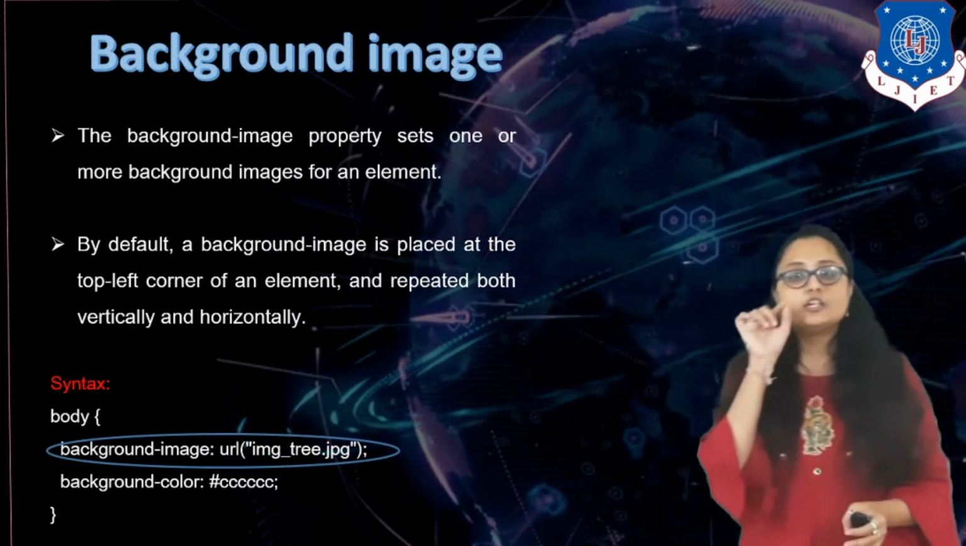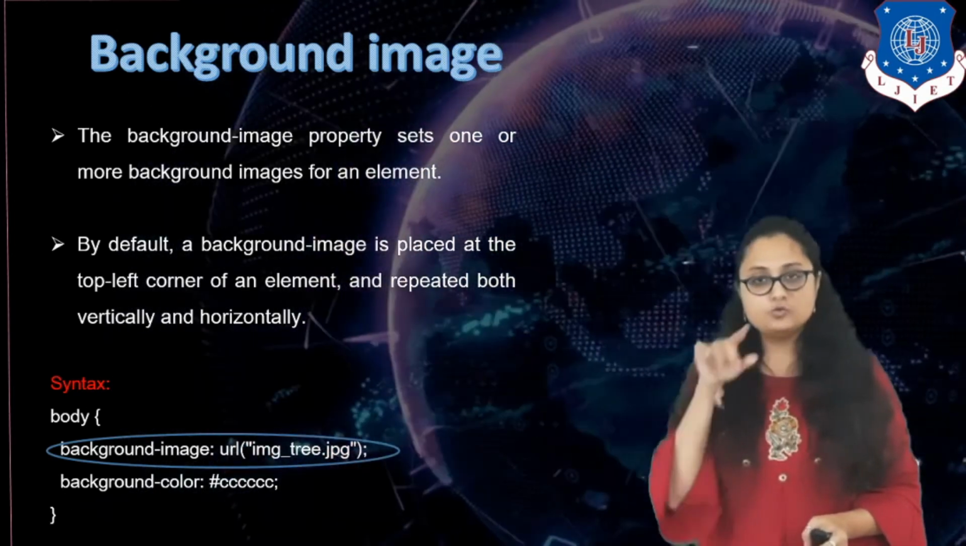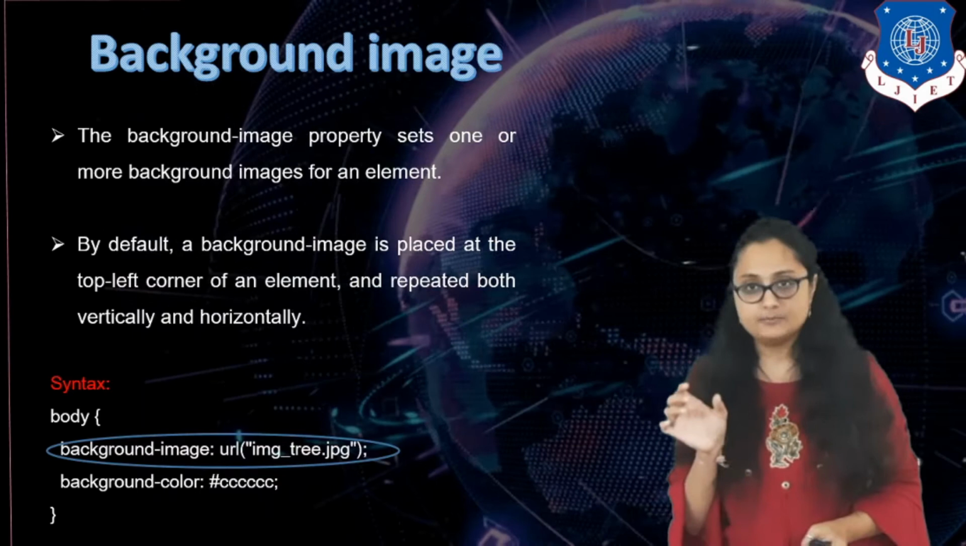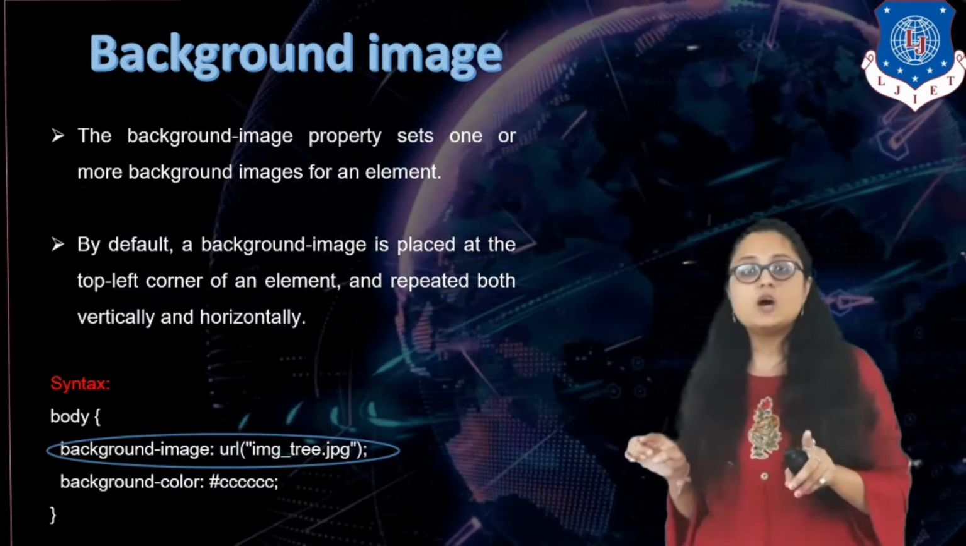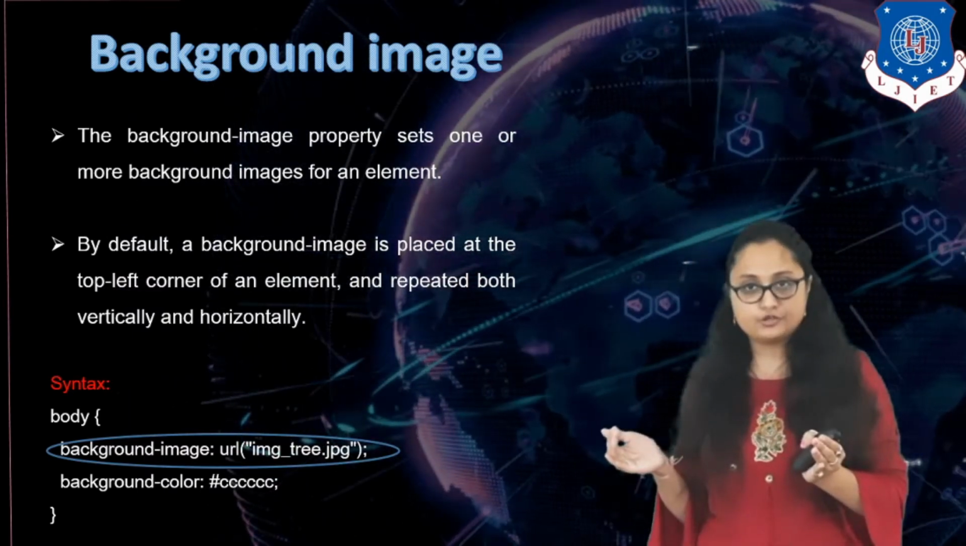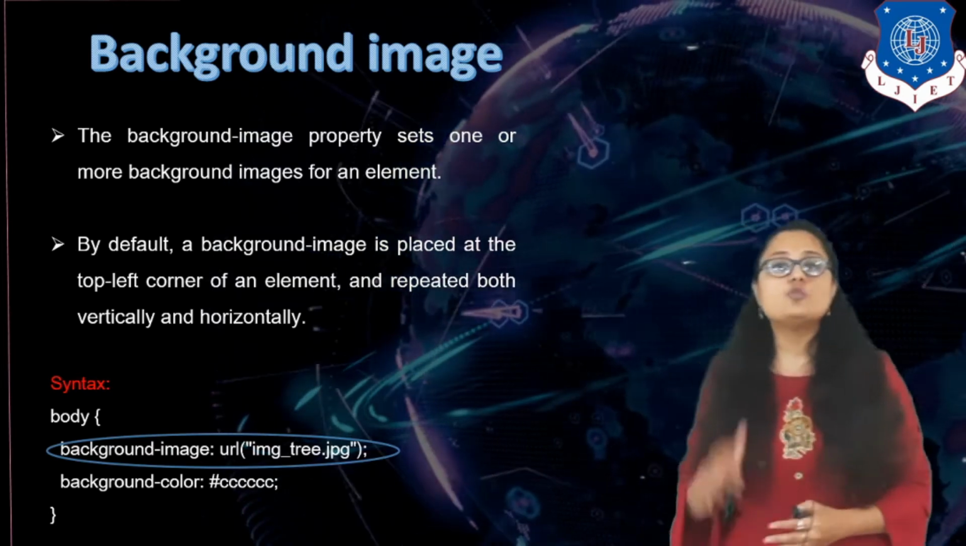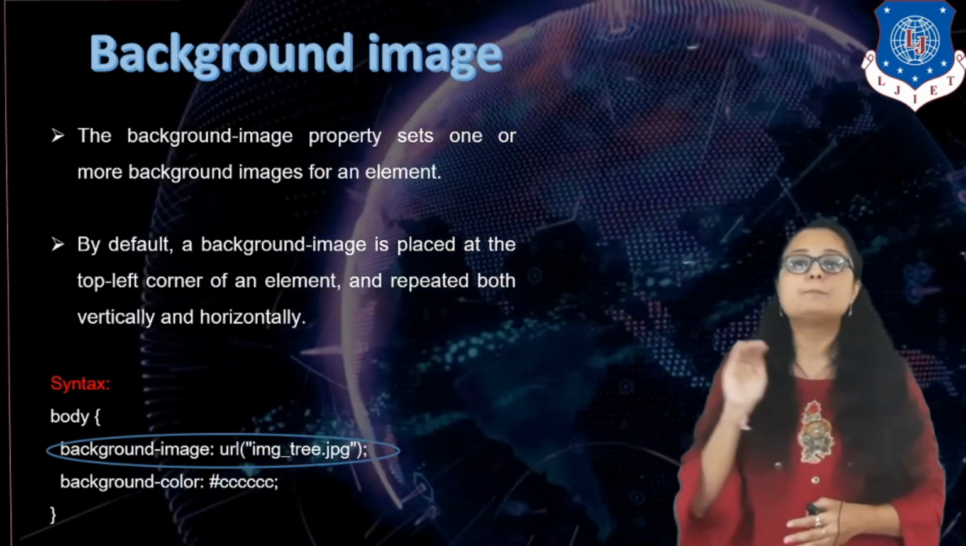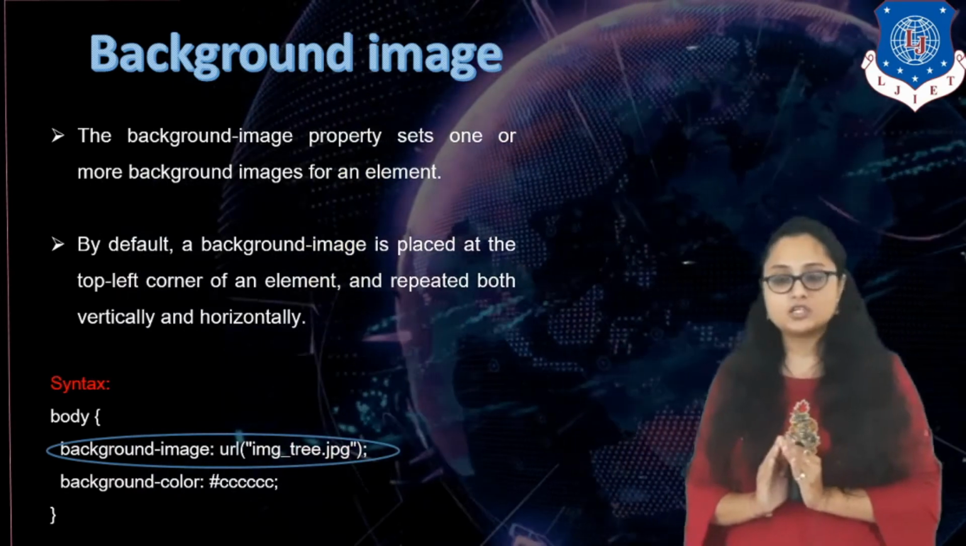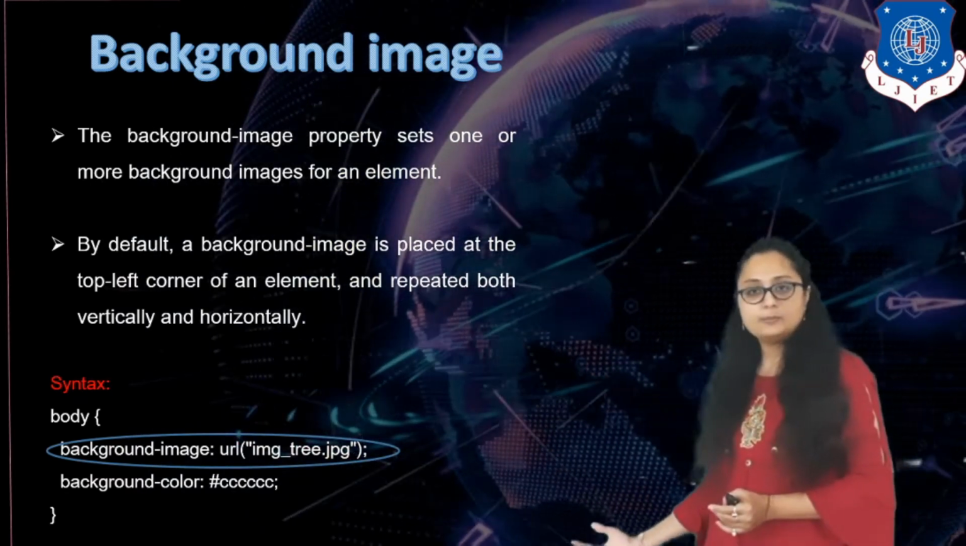You have to write URL, right? URL stands for the address of your image, and after URL you have two brackets, and inside the brackets you have to specify the image path. You have to specify the full path. Here I have written only the image name.jpg.